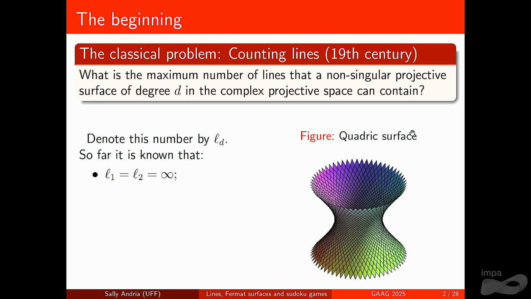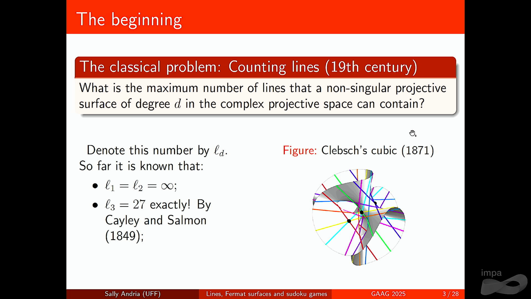For degree 3, Cayley wrote to Salmon, saying that he believed that every cubic should have a finite number of lines, and Salmon proved that this number is 27. Another person who proved this was Clebsch, and he gave this beautiful example, one of the more famous ones. Everybody may know this example and those 27 lines.